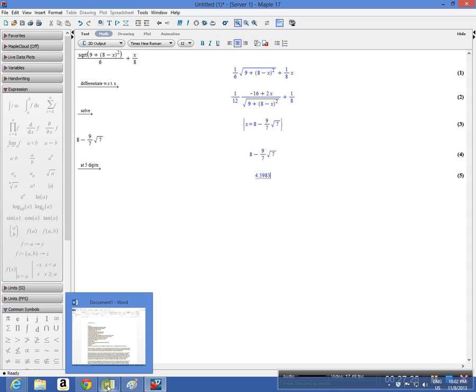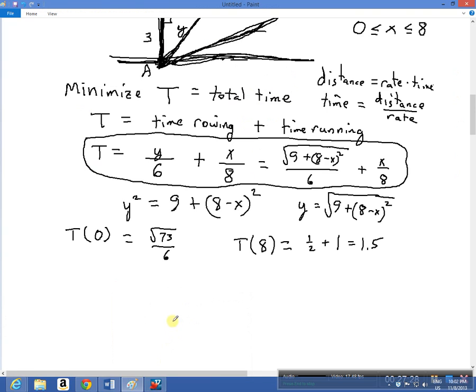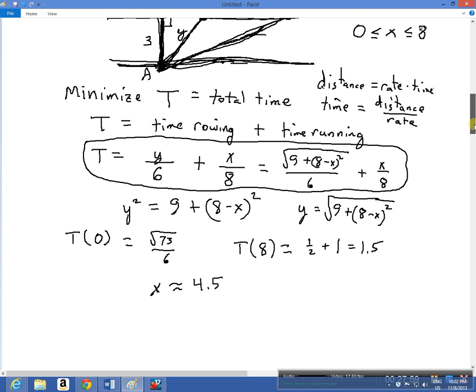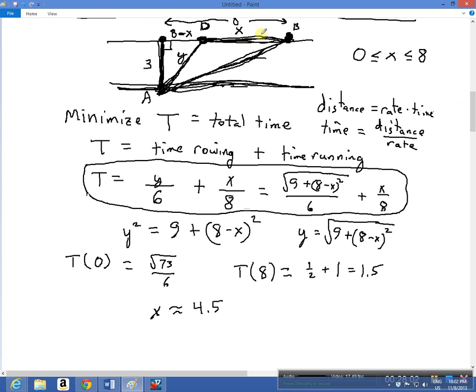Going back to here, we have that we've set this equal to 0 and found that x equals that messy thing, which is about 4.5. Now that's x, that's 4.5. And if you look at your picture, that should make some kind of sense. We have a critical point for this function at x equal to 4.5, so about halfway there.